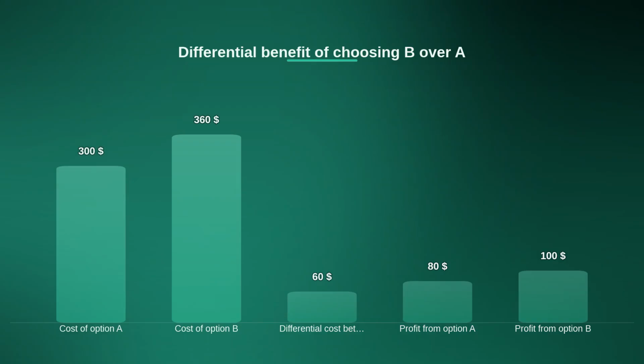The differential benefit of selecting B instead of A is the $100 profit from B minus the $80 opportunity cost from A, which is $20 of extra benefit. So the decision to choose B is justified not because $100 looks large on its own, but because it is $20 better than the next best option once you recognize the opportunity cost.